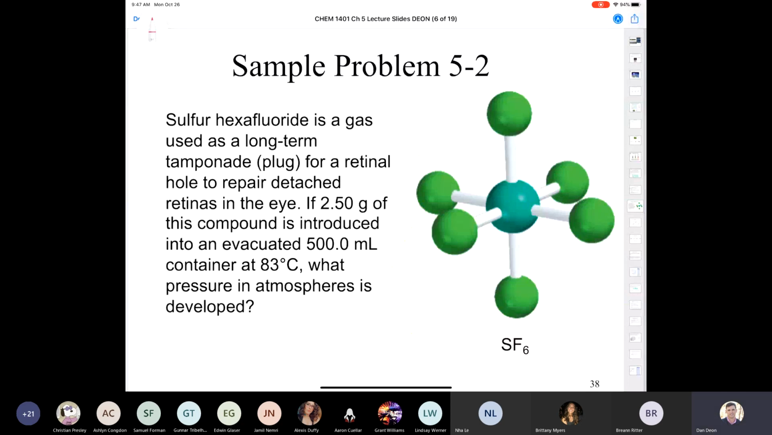Yeah, absolutely, Aaron. Yes, this is octahedral, right? Octahedral. All the bond angles are 90 degrees.